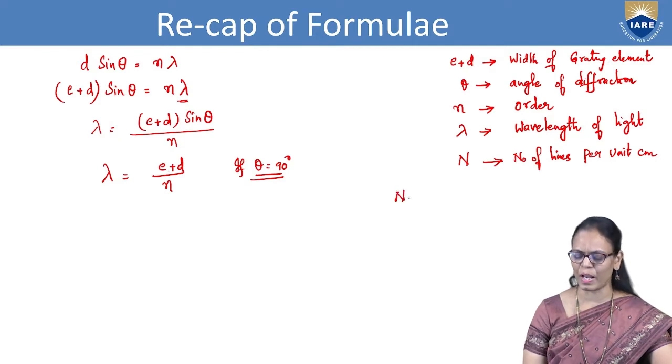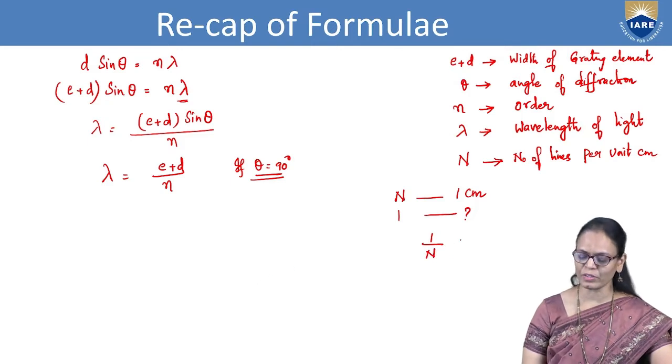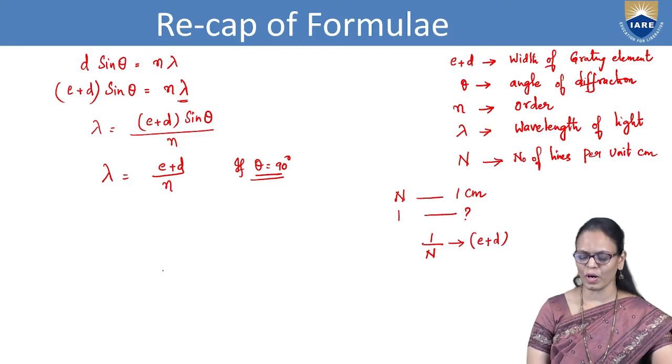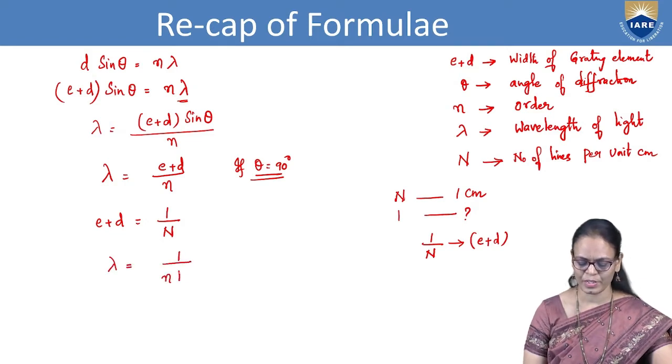There are N number of lines drawn in 1 centimeter. So what will be the width of one line? N lines are drawn in 1 centimeter, so the width of one line will be 1 by N. And the width of one line is denoted by E plus D here. So what we understand here is E plus D is equal to 1 by N. I can also modify this formula and write lambda is equal to 1 upon small n into capital N.